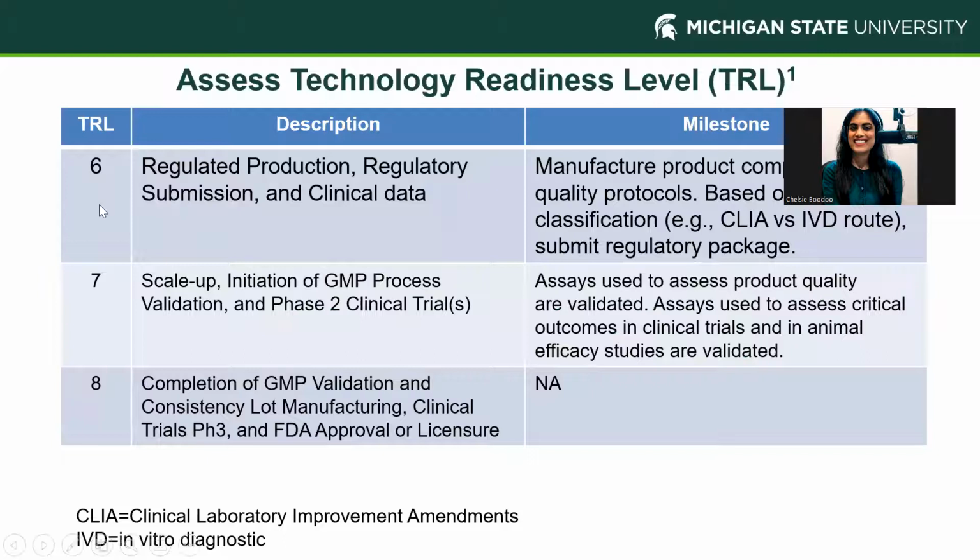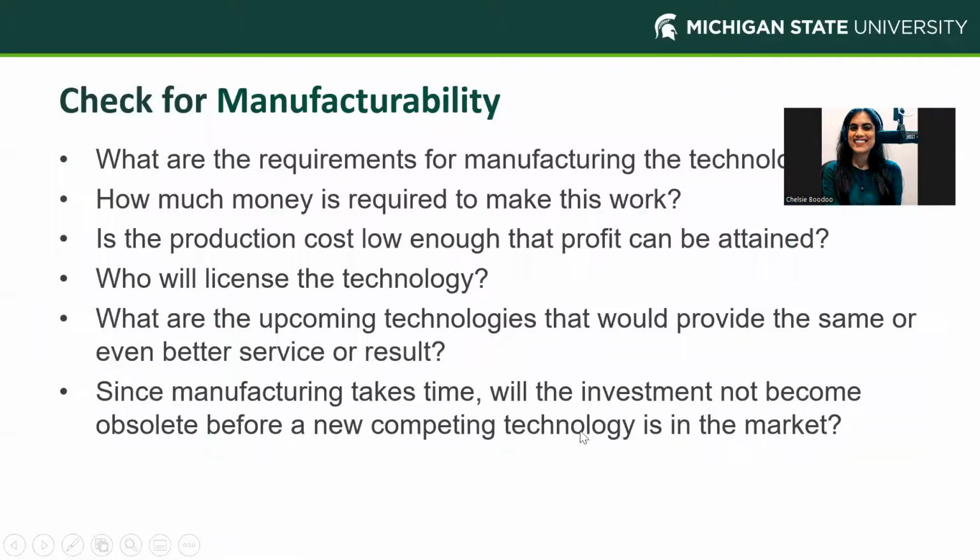So now we're moving to TRL6, which is now into trying to apply for regulatory approval. TRL7, you are now into scale up and phase 2 trial. And TRL8, you are now in phase 3, and you are now seeking approval from the United States FDA or, in your country, an approving government or approving unit. So you are moving in this stage.